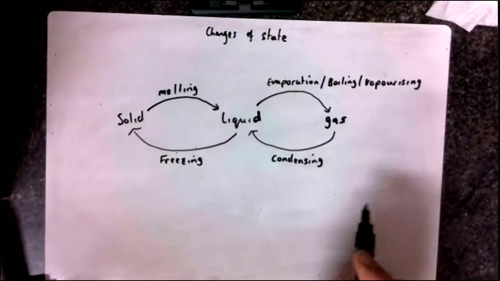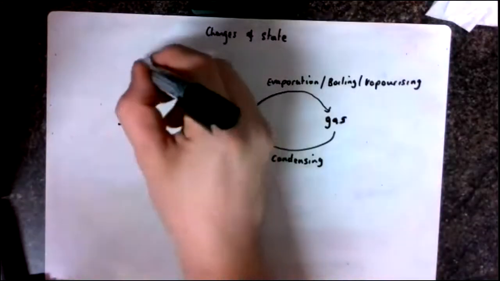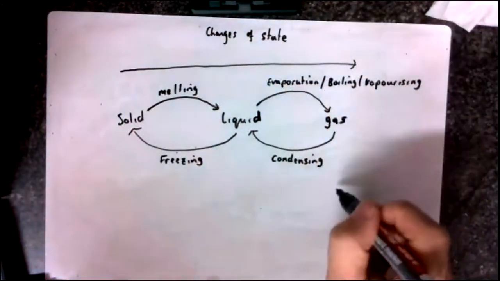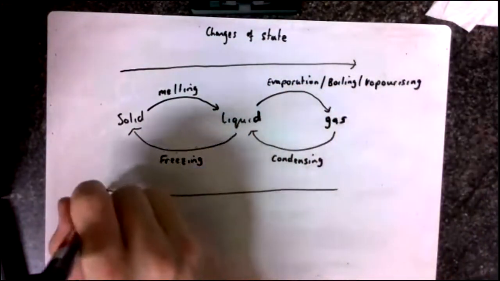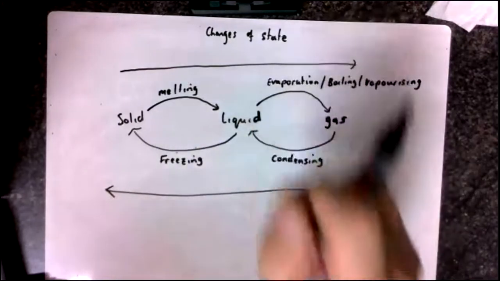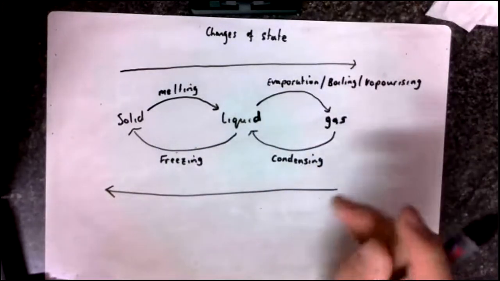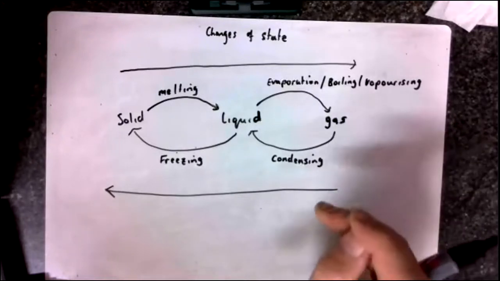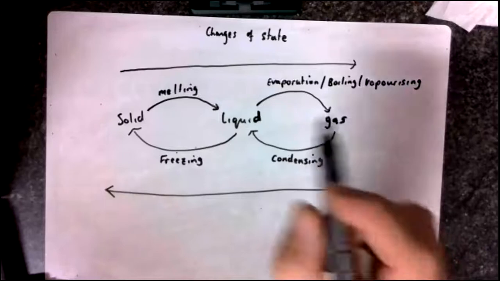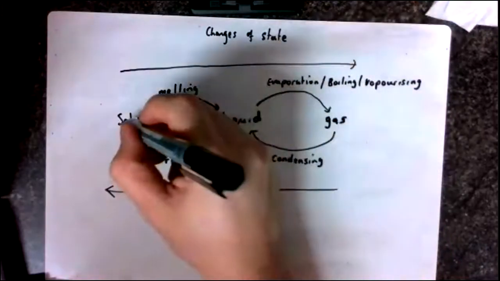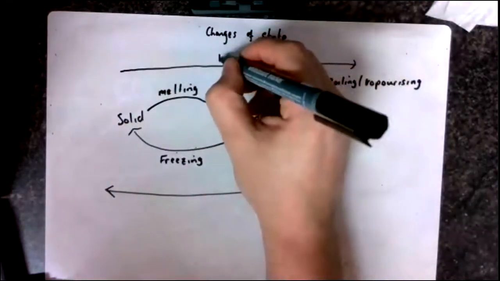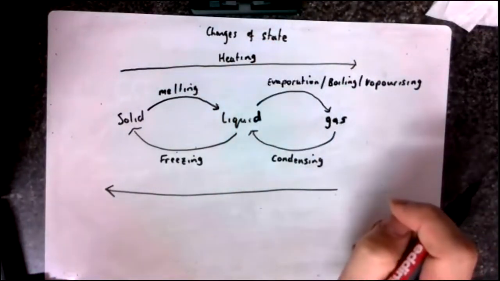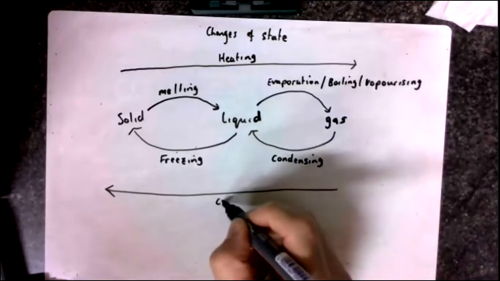Now, one of these directions involves heating, and one of these involves cooling. So heating or cooling, which is which? I want you to add those arrows to your diagram now and tell me which one is heating and which one is cooling. I'm hoping that you said to go from solid to liquid to gas involves heating, and to go from gas to liquid back to solid involves cooling.